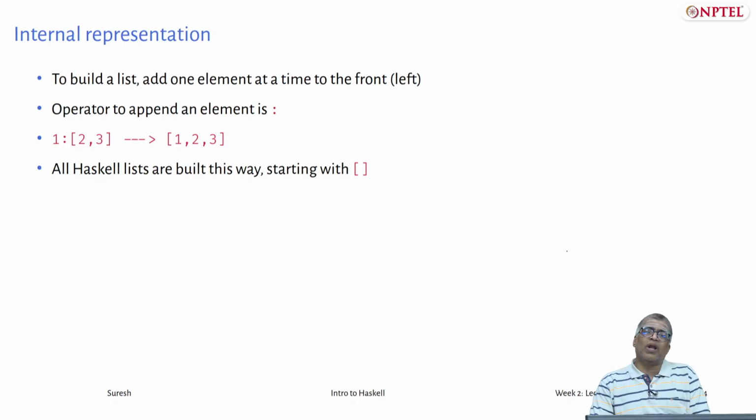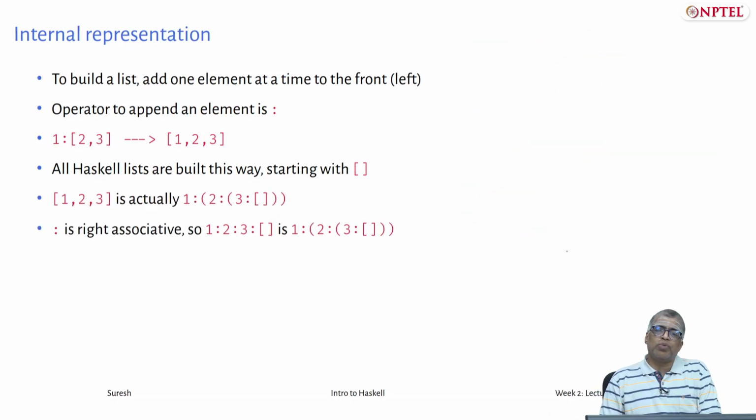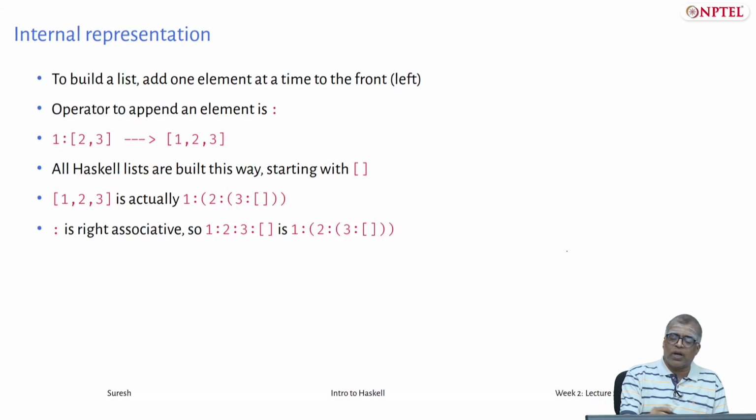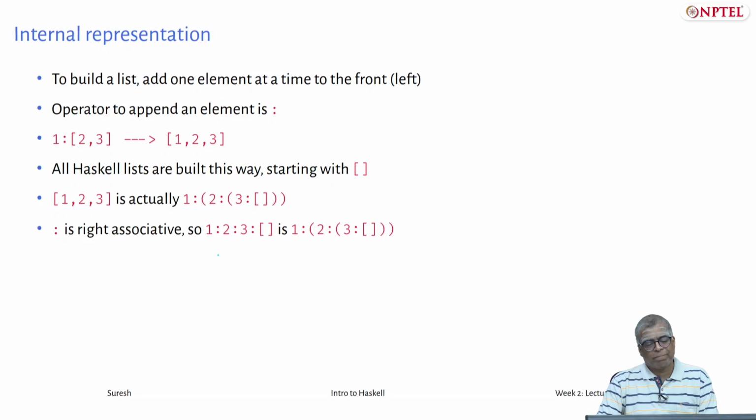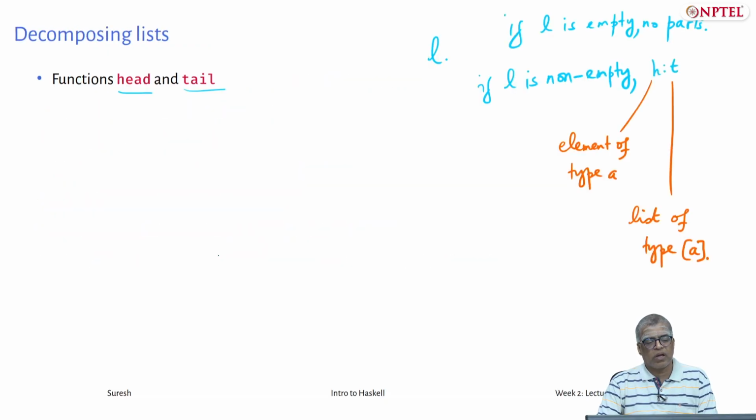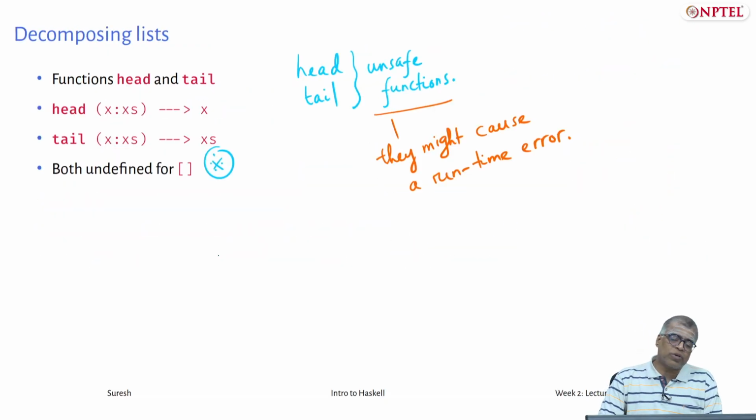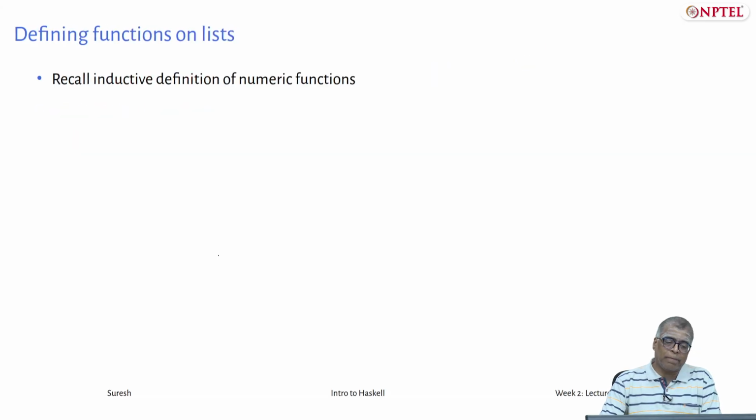So you can build all Haskell lists this way by starting with the empty list. Since you build a list using colon, you can also take apart a list based on its colons, based on its structure. But just before that, notice that colon is right associative. So I can write 1 colon 2 colon 3 colon empty list without any parentheses at all. And you decompose lists mostly using pattern matching.